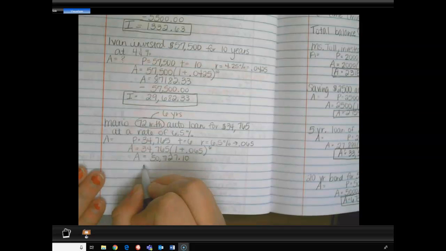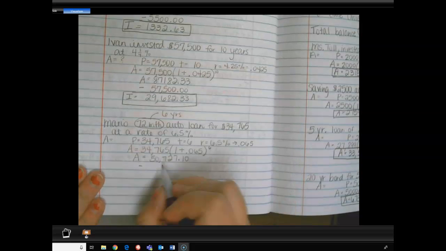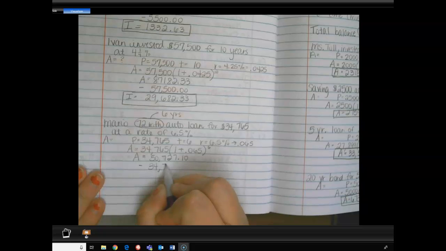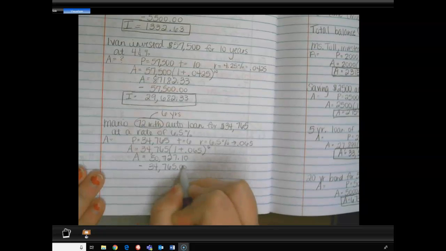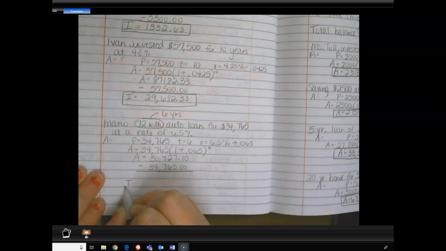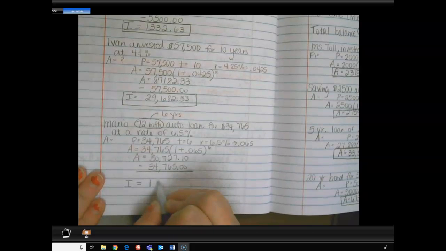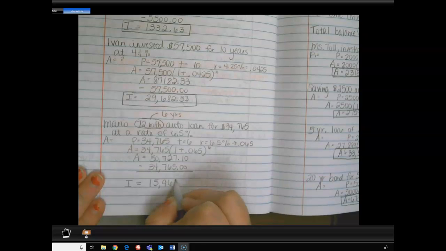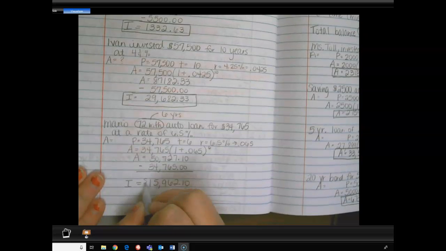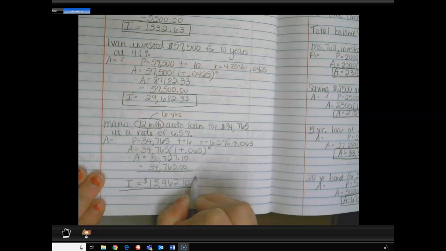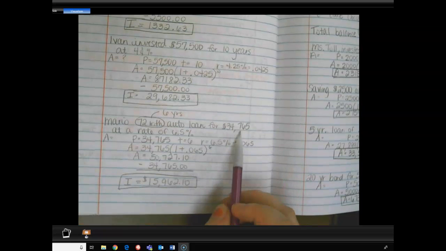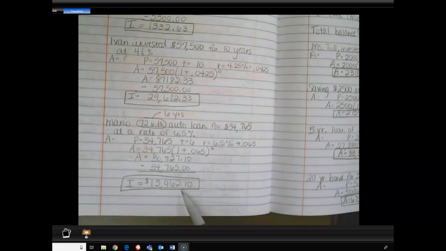And then I'm going to subtract my initial loan, or his initial loan, to find how much interest he's going to be paying on that. When I subtract, I get $15,962.10. So even though he borrowed $34,765, he's going to have to pay a total of $50,727 back, which means he is paying an extra almost $16,000. All right, so that is compound interest.